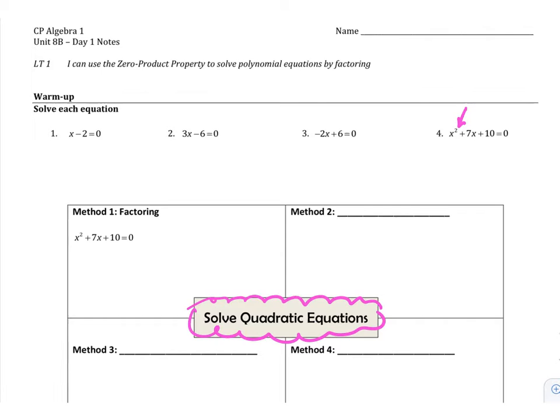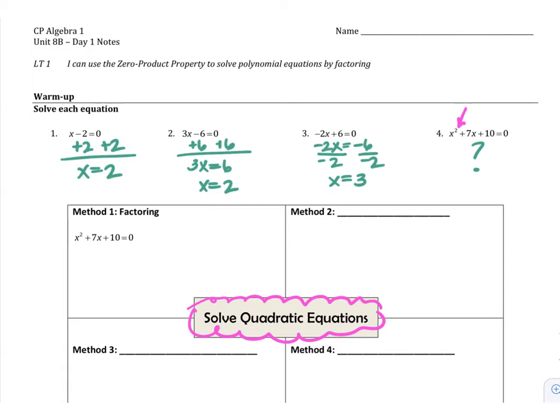This is similar to when we solved systems of equations, and we had 3 different methods, and by the end, you got to choose. Before we get into our first method, called factoring, which should sound familiar, I want you to do the first 3 problems at the top under warm-up.